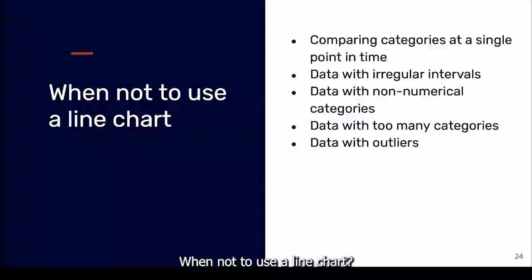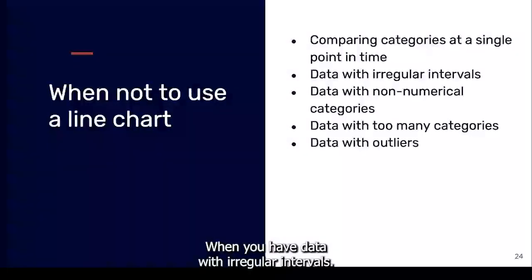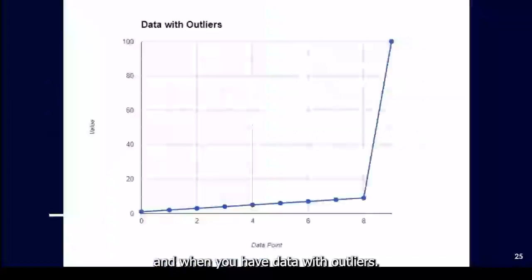When not to use a line chart: first, when comparing categories at a single point in time; when you have data with irregular intervals; when you have data with non-numerical categories; when you have data with too many categories; and when you have data with outliers.